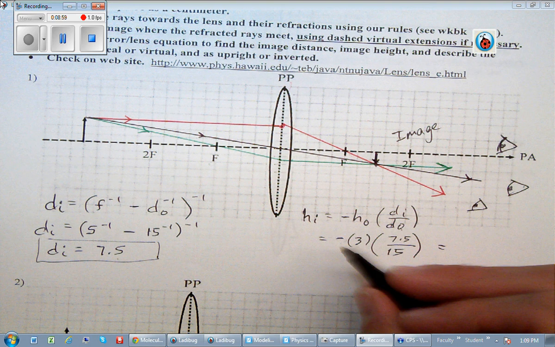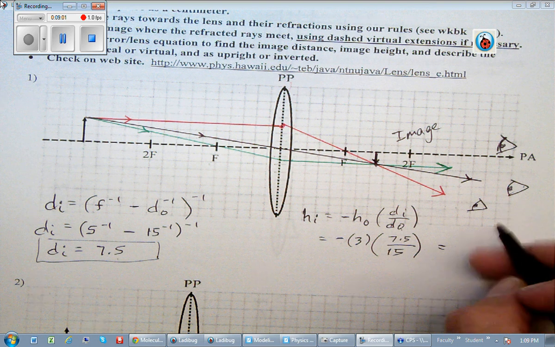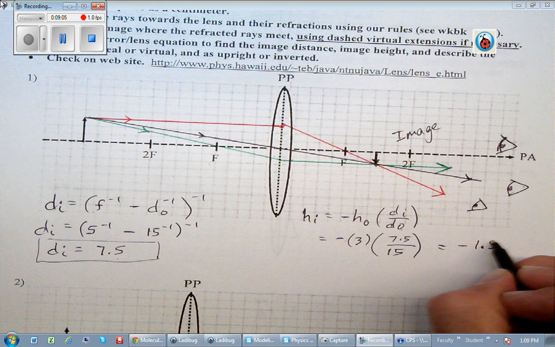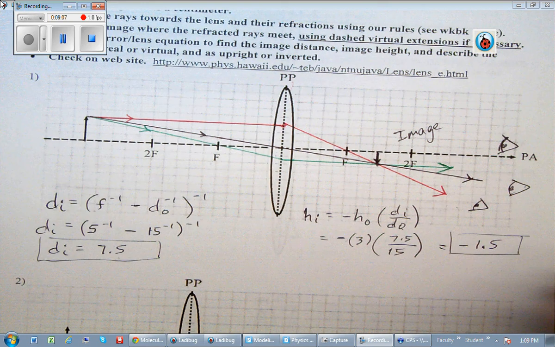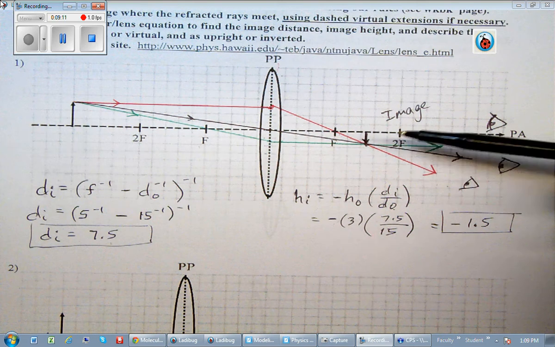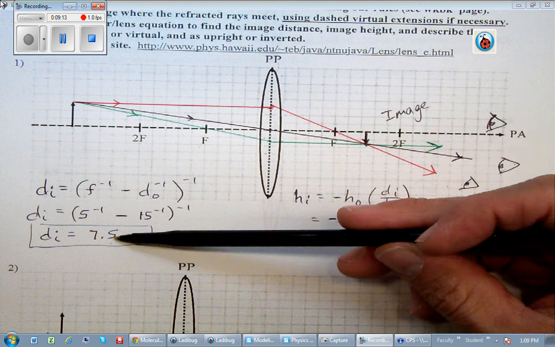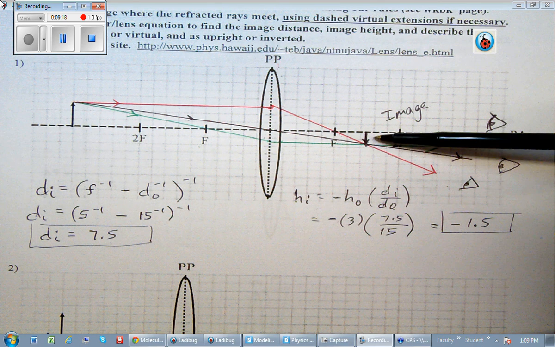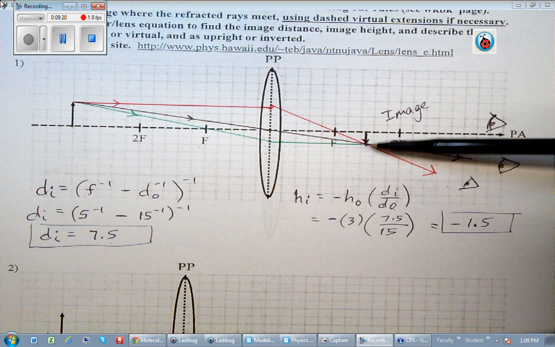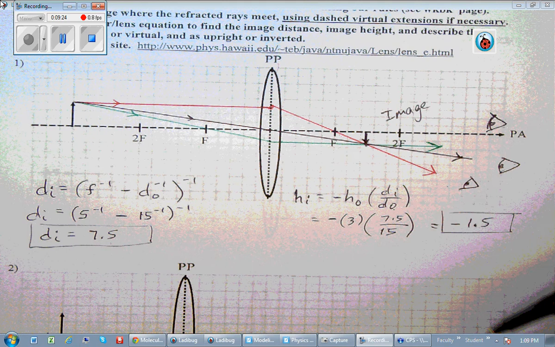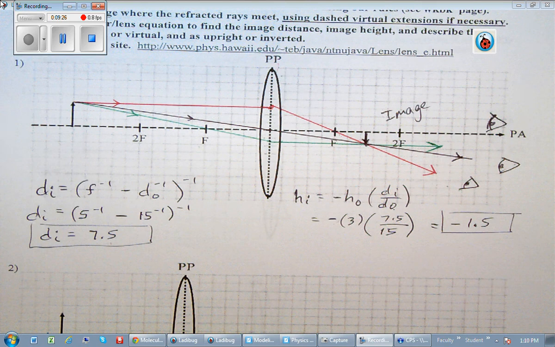And then if we multiply it by 3, it tells us how much our image height is, and that's going to be -1.5. Now, I always like to compare the numbers from the math with the numbers from the diagram. You notice our DI of 7.5 falls very nicely in with what we saw on the diagram, and our image height of -1.5 is also very close. So there's a look at both the diagrams and the math for the convex lens.